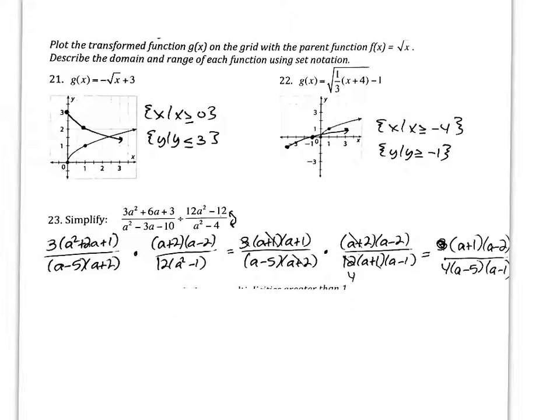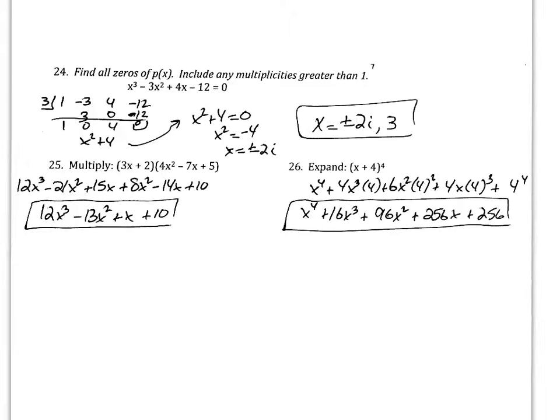Then start canceling stuff. A plus 1s cancel. A plus 2s cancel. 3 and 12 cancel. So what that left me with on the top is an A plus 1 and A minus 2. On the bottom, I have a 4, an A minus 5, and an A minus 1.